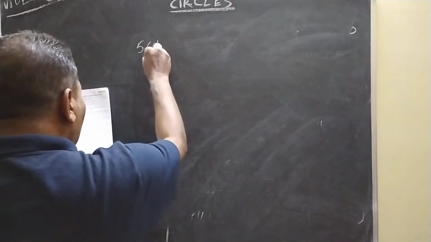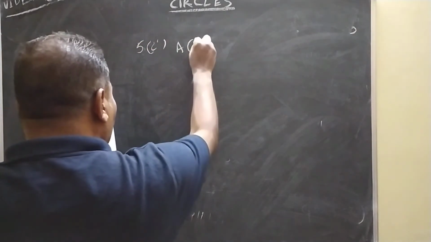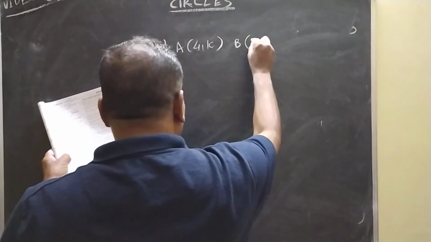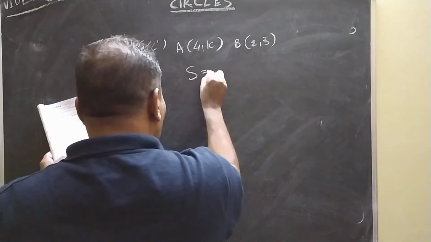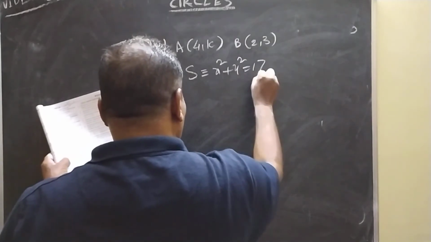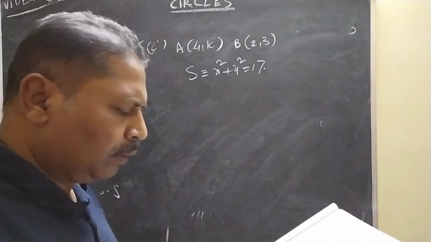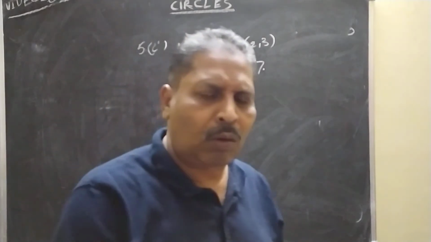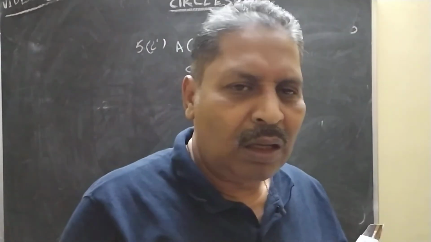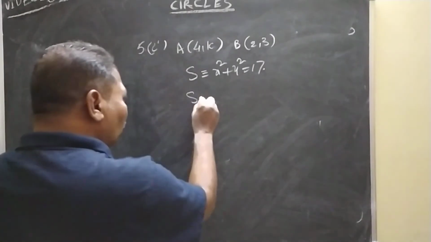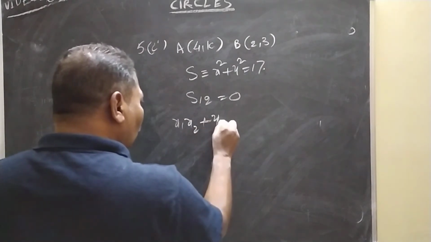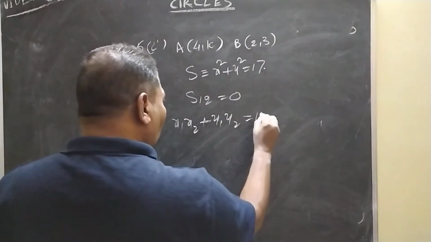Fifth, Roman 1. Given points A(4, k), B(2, 4), S is the circle x square plus y square equals 17. Given that the points are conjugate points. Conjugate points definition is S12 equal to 0, that is x1 x2 plus y1 y2 equals 17.